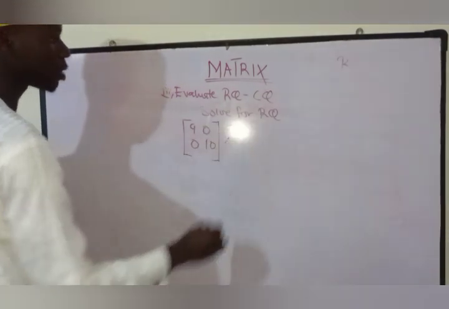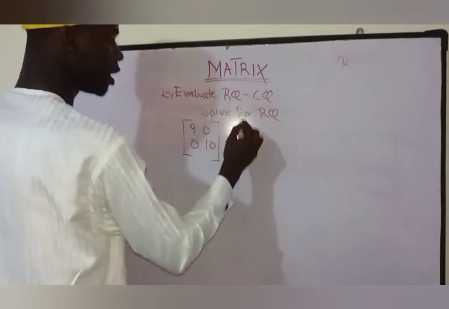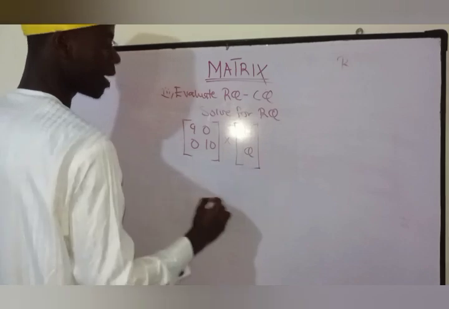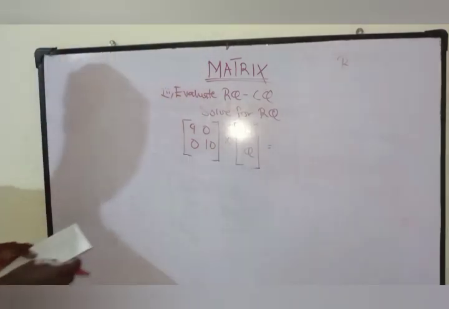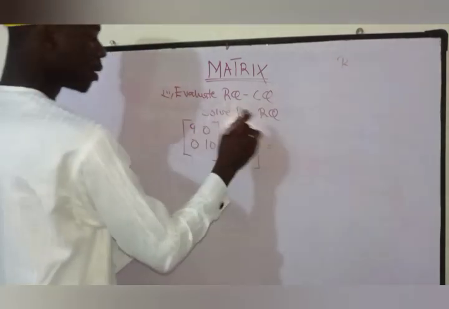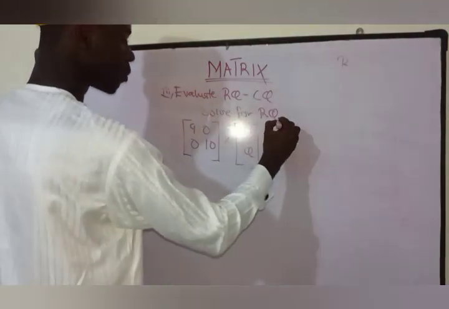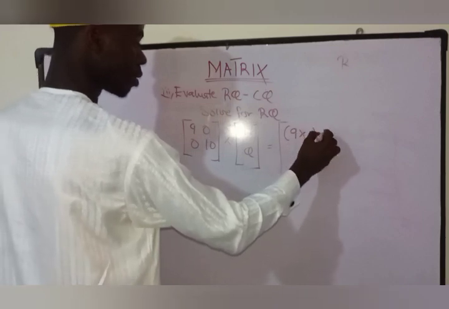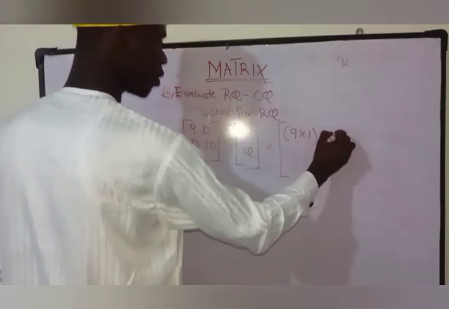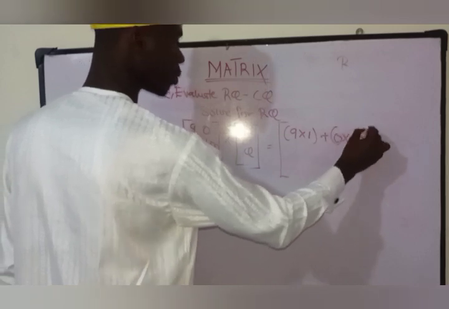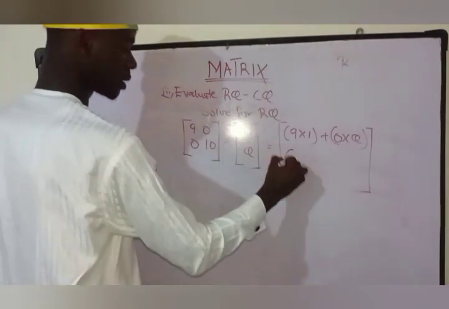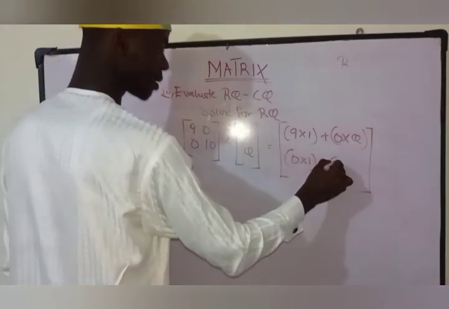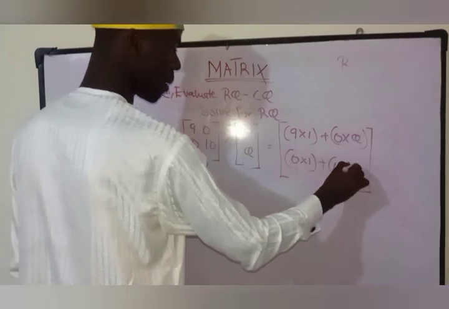Then I need to multiply by the Q matrix, which is 1 and Q. So I'm multiplying the row by the column: 9 multiplied by 1 plus 0 multiplied by Q, and 0 multiplied by 1 plus 10 multiplied by Q.